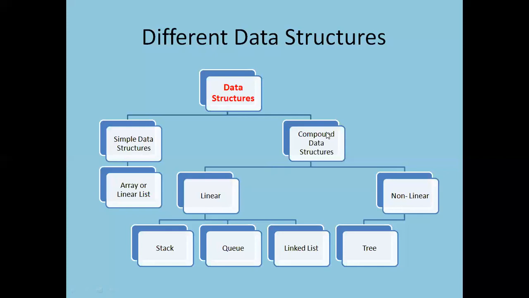Whereas the compound data structure is again divided into two types, linear and non-linear. Under linear, in this particular chapter, we are going to learn about stack and queue, and a little bit of explanation or introduction of linked list will also be given. In class 12, you're not going to study in detail about linked list or tree, but what you need to know as the basics will be covered here. So in this chapter, we are going to cover mainly stack and queue.